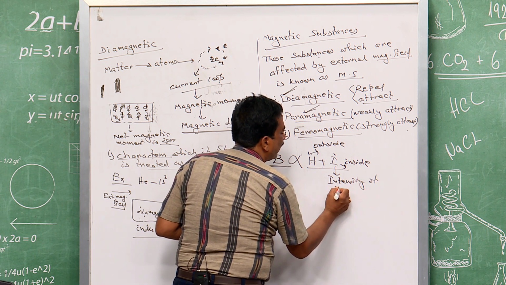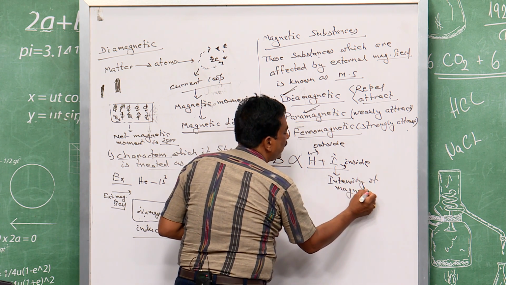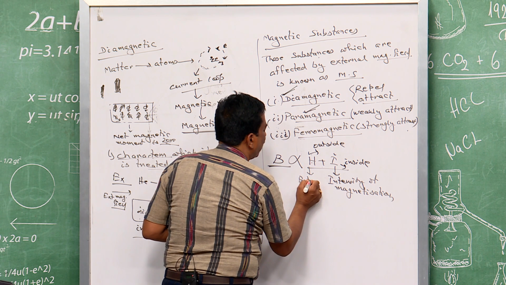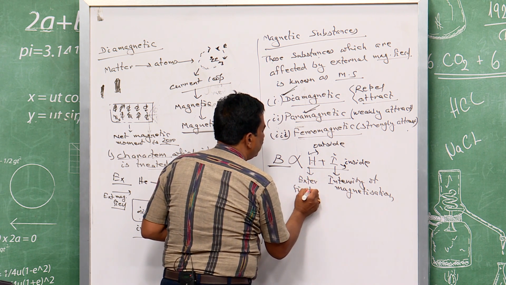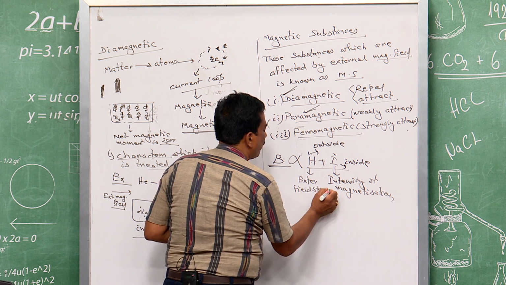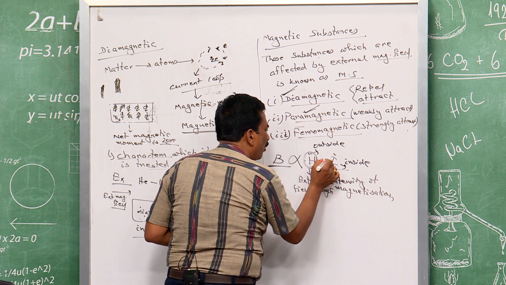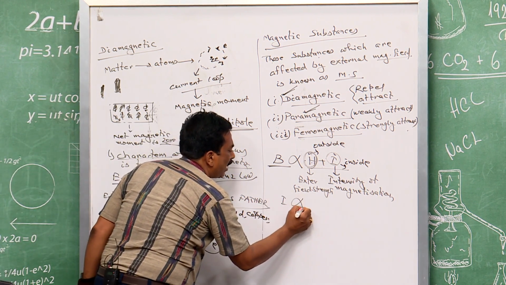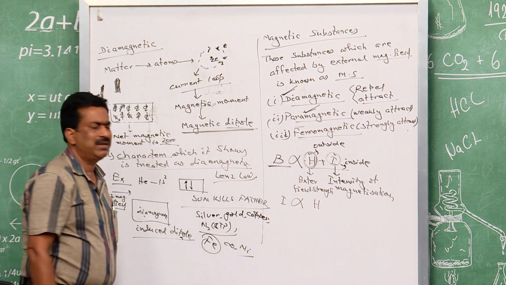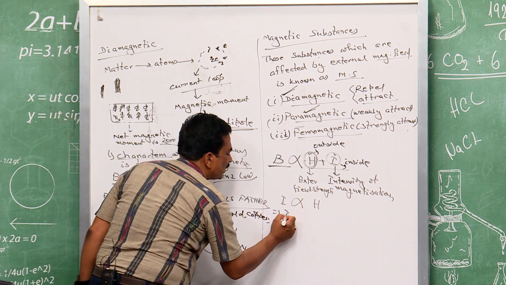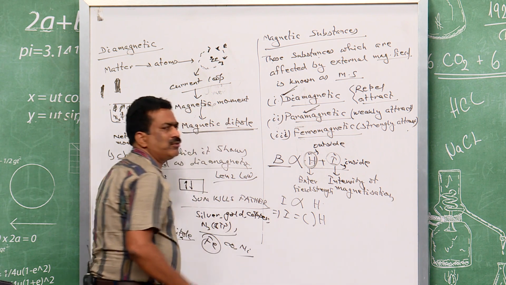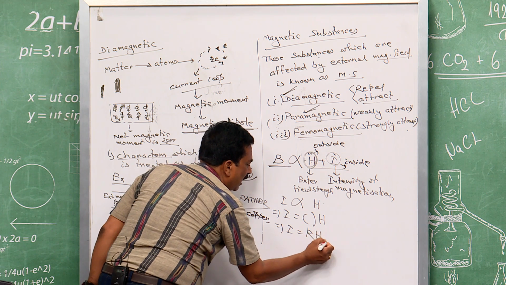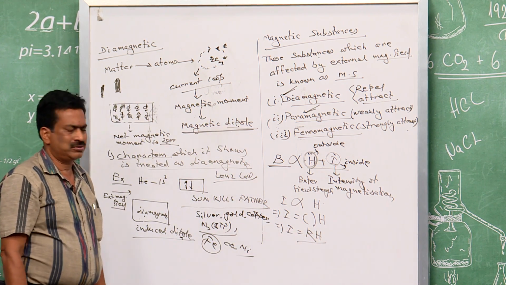This I is called the intensity of magnetization, and H is the external field strength. If H is more, then the intensity inside will be more. Therefore, we can say I is proportional to H. If I is proportional to H, then I equals some constant times H, and that constant is known as kappa.